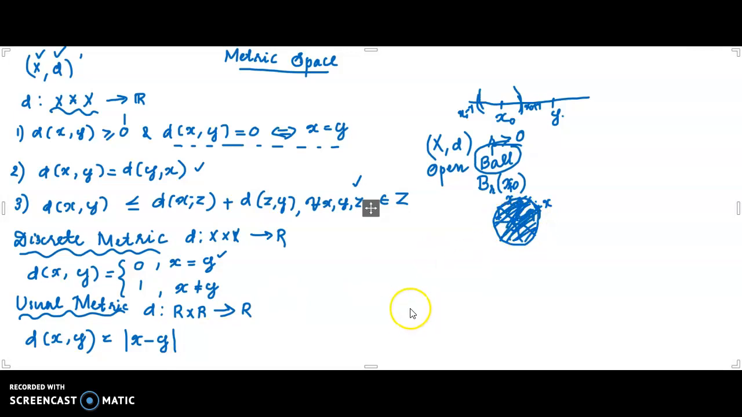Then we can define an open set. A set is said to be open.